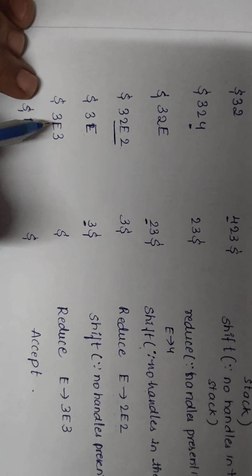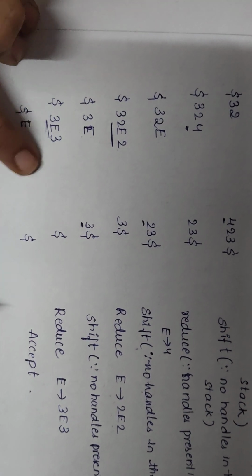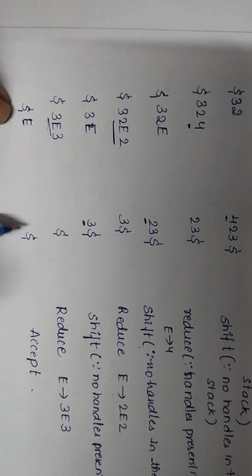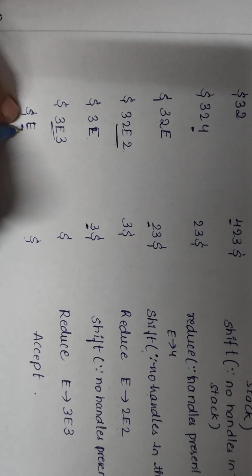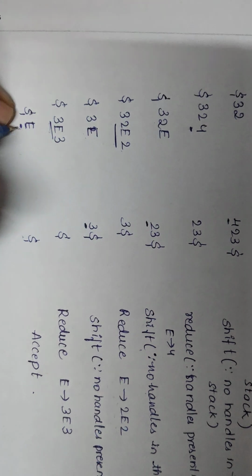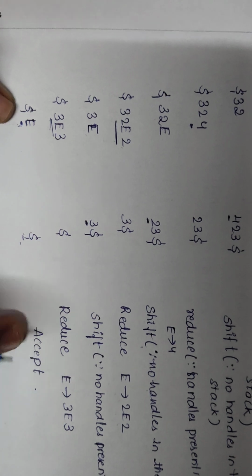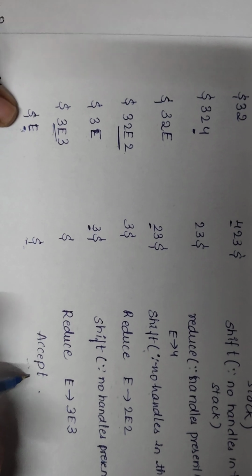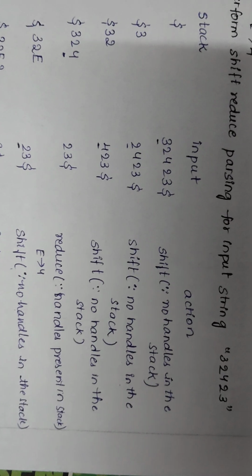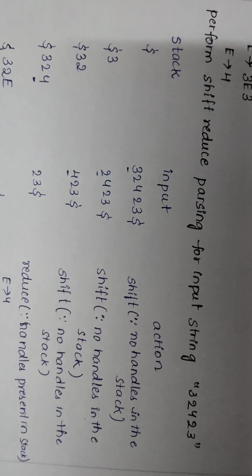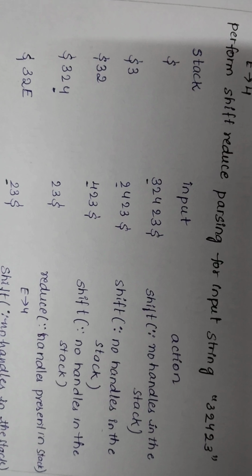So we need to just pop this and push this here. So E and dollar: if the stack reaches the start symbol, and in the input we have dollar, then this string will be accepted. So this is the process of performing shift reduce parsing. This is the first example. Let's go to the next example.